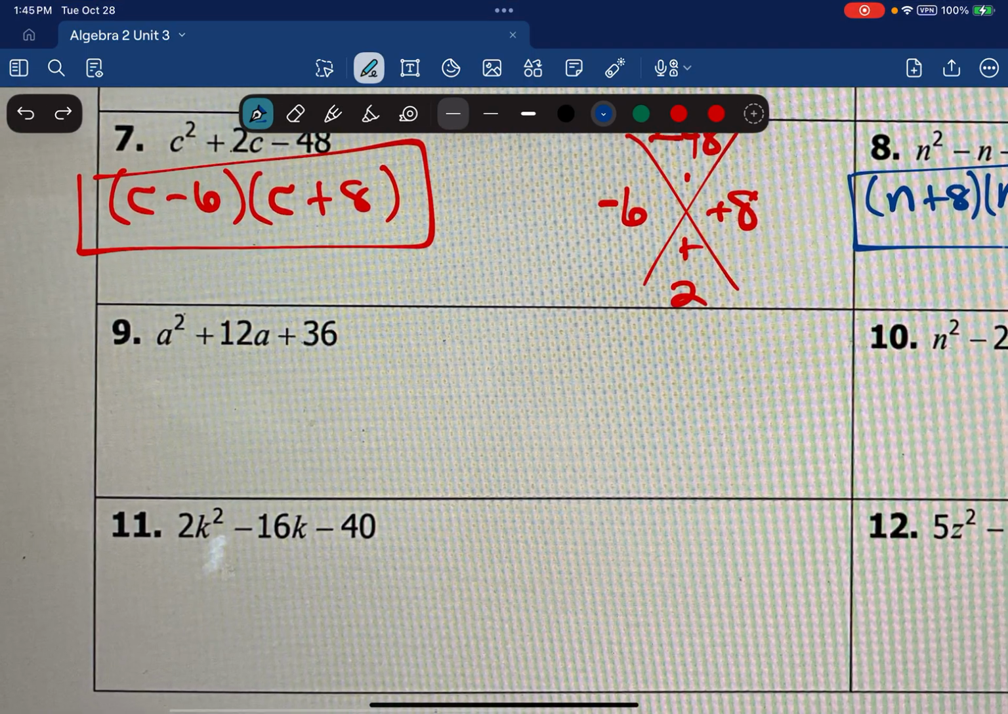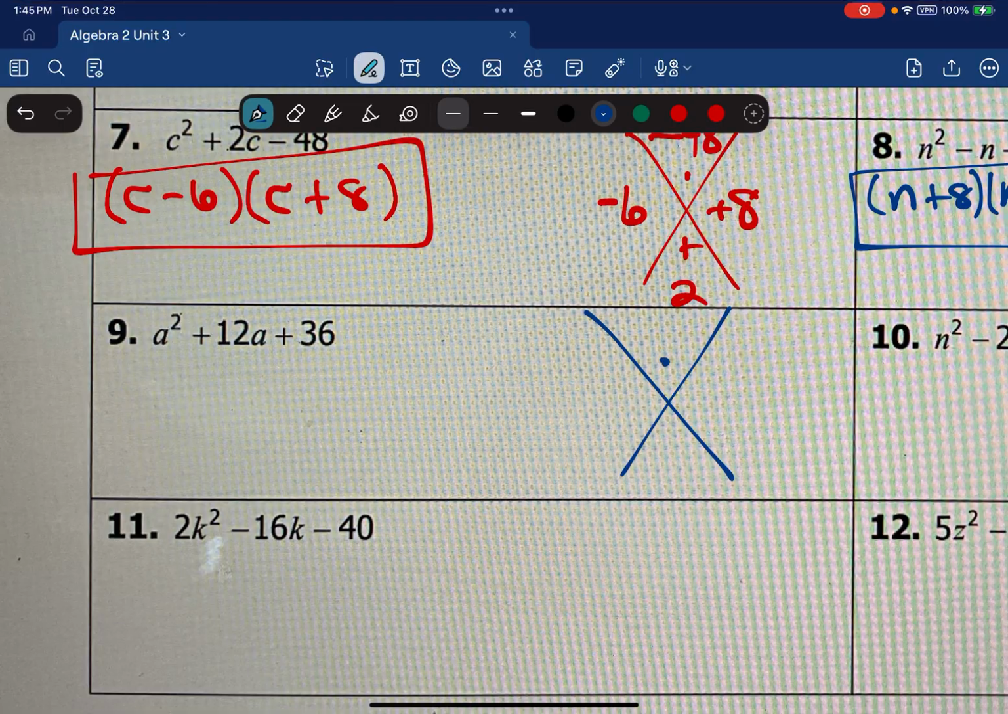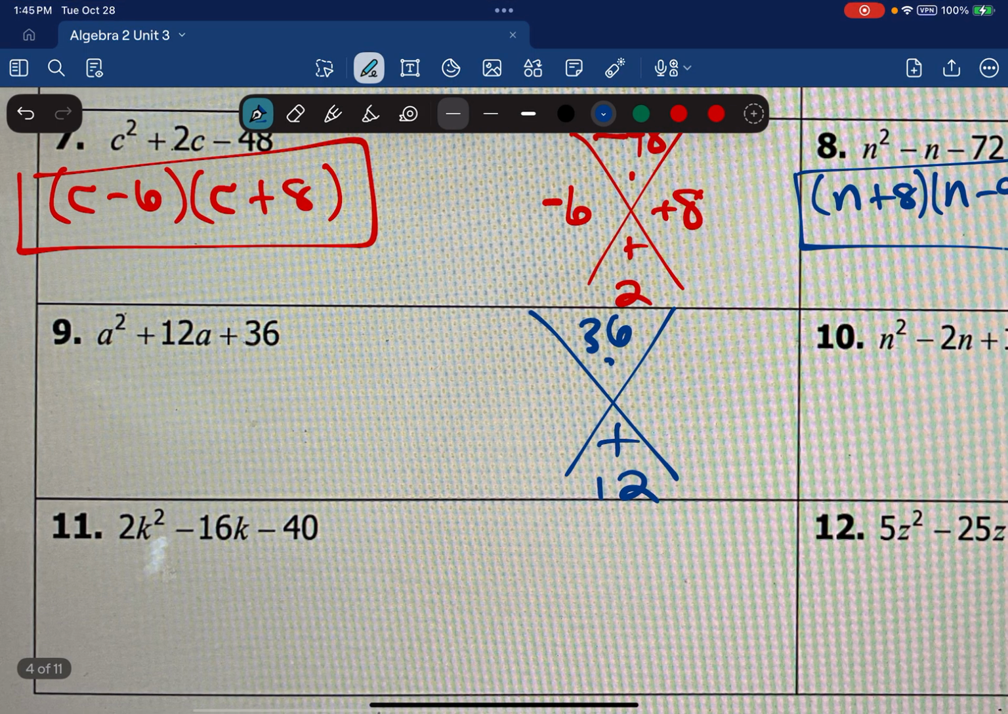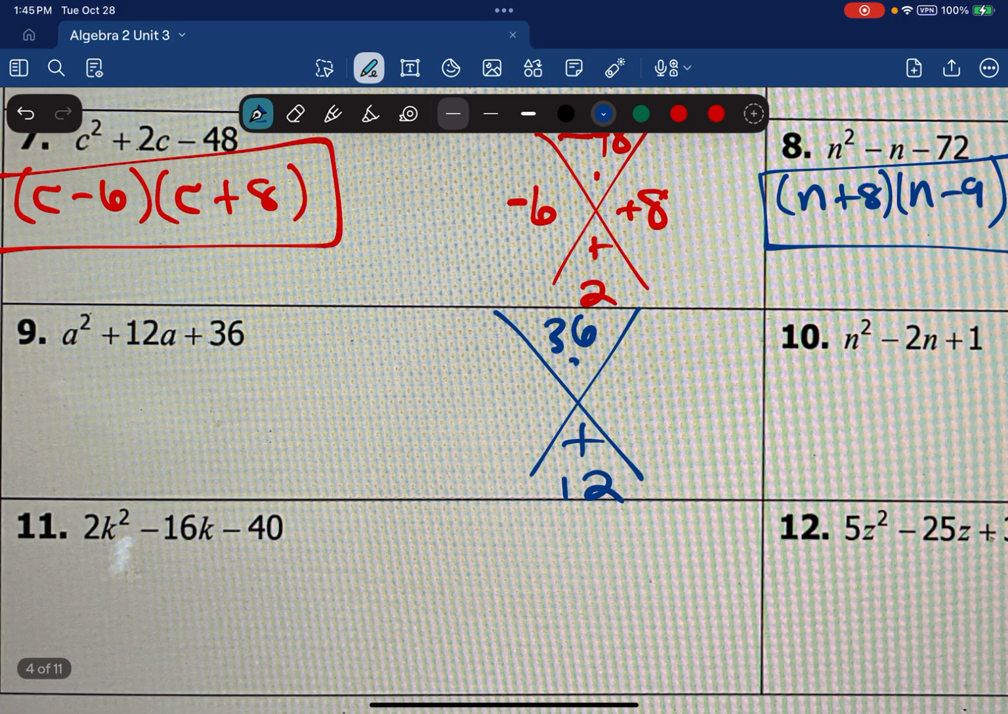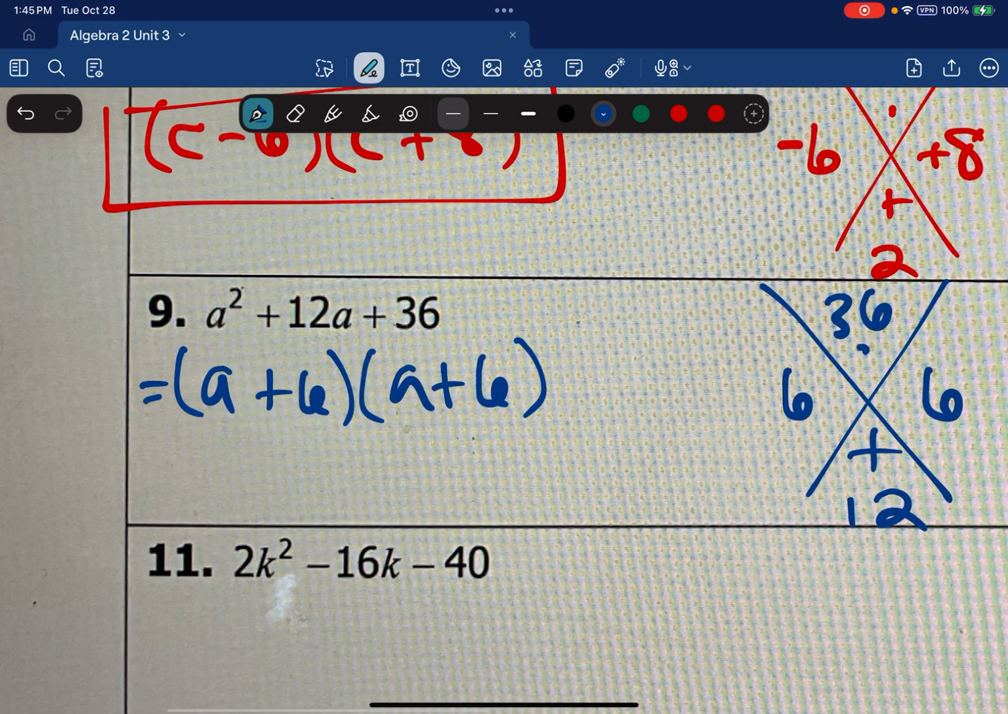Okay, our next one. Two numbers that multiply to be 36, but add to be 12. If you didn't know, you could go through a bunch of facts. 36 is 6 times 6. 6 plus 6 is 12. So a plus 6 times a plus 6. When you have something that repeats itself, we can write it as a plus 6 squared. And that is my factored form.